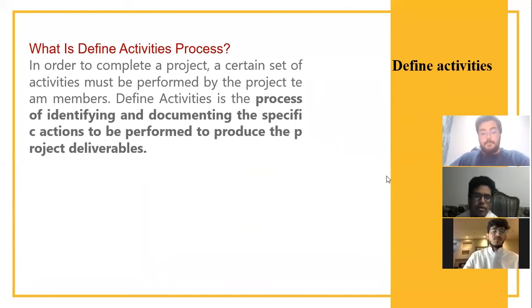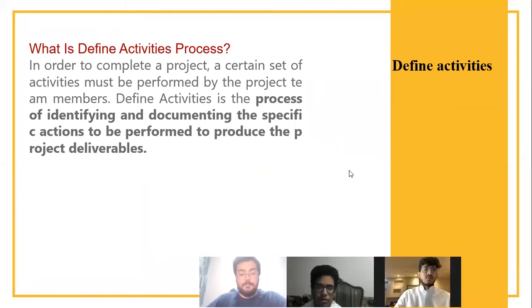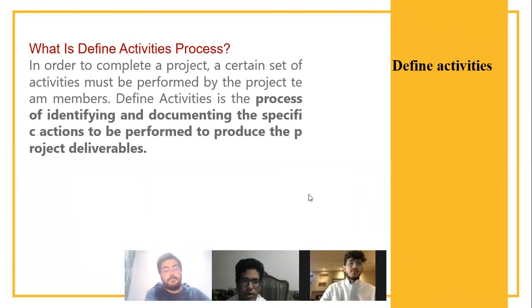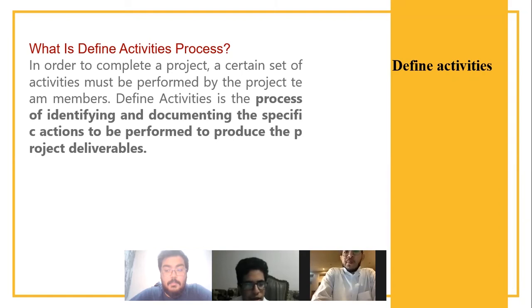Thank you, Sameer. Hello again. My colleague Sameer has talked about the work breakdown structure and work breakdown structure tasks. Every task has activities. Activities are for achieving this task. What is the define activities process? In order to complete a project, a certain set of activities must be performed by the project team members. Define activities is a process of identifying and documenting the specific actions to be performed to produce the project deliverables.